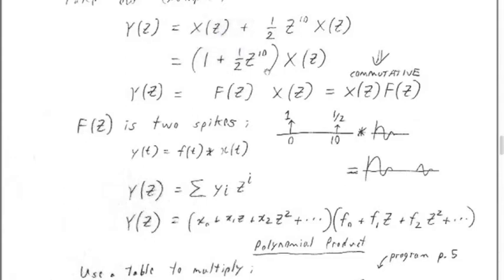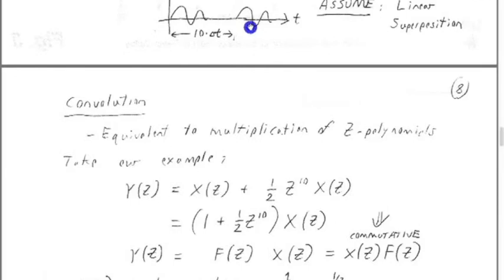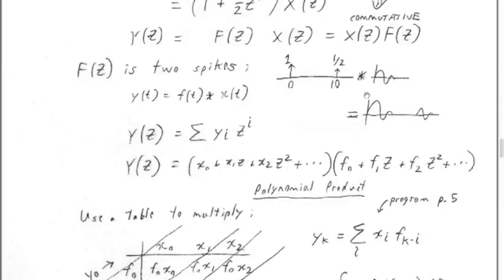Just as you can do with any polynomial, you can factor this into the polynomial 1 plus 1/2 z to the 10th times x of z. Okay? Well, this factor here is another z polynomial. And so now we have the idea that we can multiply z polynomials just like we can any other polynomial. And what does that do? Well, starting with this time series up here, what that's going to do is make that time series the convolution of these two spikes with this source time function. And the 1/2 is also giving us some scaling there.